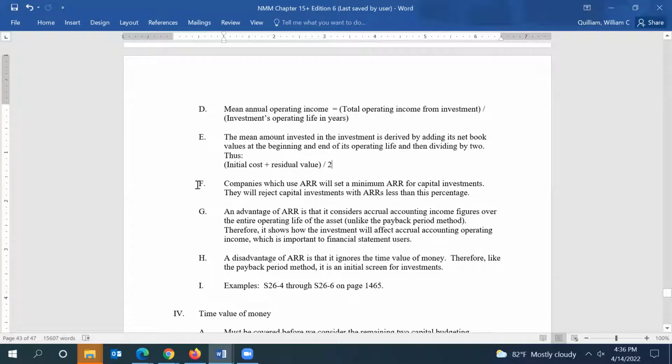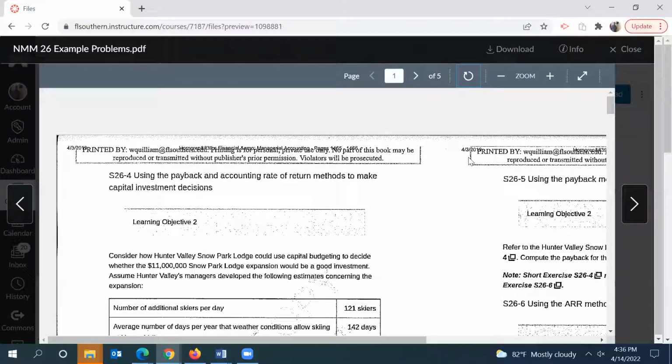So I'd like to show you some numbers there. I will come back to those after I do. Or actually, let me skip down. We're going to look at examples 26.4 through 26.6, starting on page 1465. I've reproduced these short exercises for you, the S standing for short. Where I reproduce these for you as we go through them is on that additional handout I've got on Canvas for you. Chapter 26, example problems, it's a PDF.